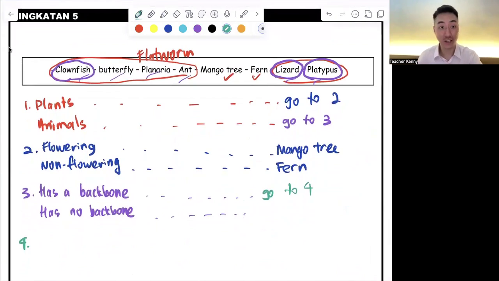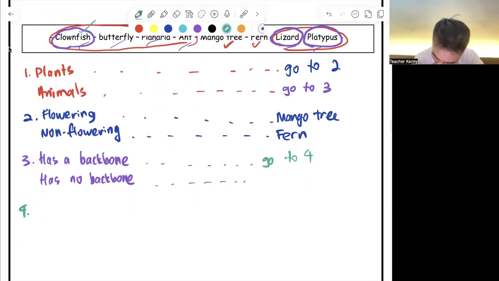Warm-blooded, cold-blooded, correct? So you have fins and no fins. You can go with fins, or you can go warm-blooded or cold-blooded. Correct or not? Okay, let's say fins, then it would be clownfish. How else can you pull the fish out? Has gills, then put gills. Has gills, has no gills. So you can choose either one of these.